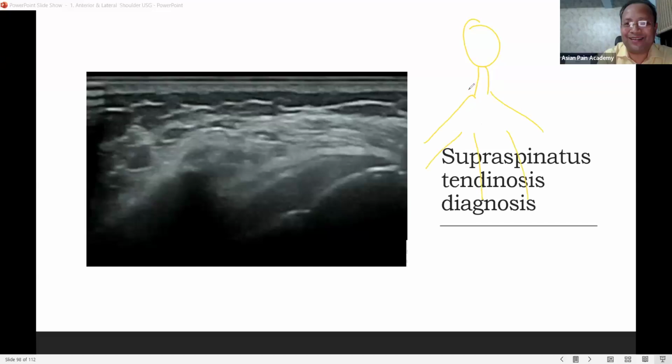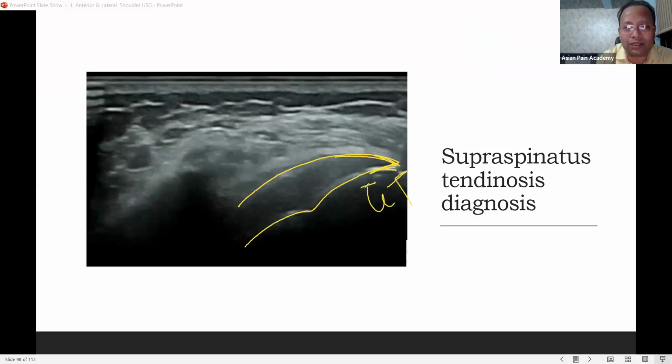Understood? So we are putting the probe like this. Okay, I think now can you understand the picture? This is the bird beak appearance. Okay. So wherever the bird beak appearance goes, that is greater tuberosity.